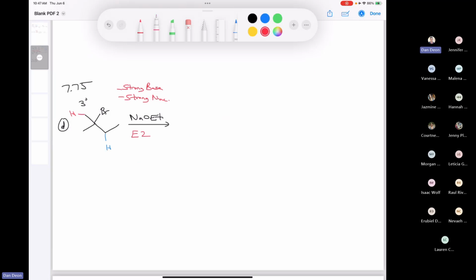So if I pull off the proton in red, I would end up with this compound. And if I pull off the proton in blue, I would end up with this compound. Now keep in mind, this is an unhindered base. And so the more substituted alkene is going to be the major product. So this would be the major product, and this would be the minor product. And of course, they're both E2 products.